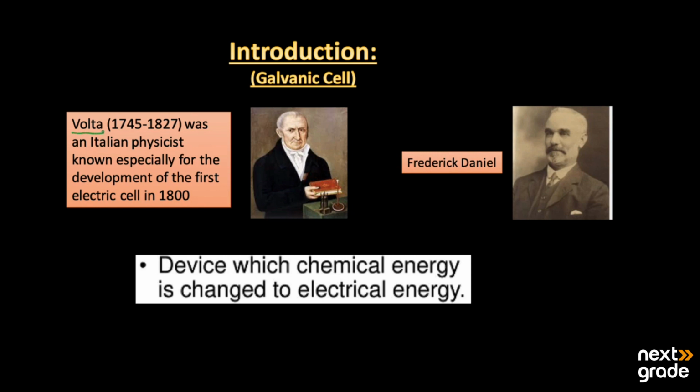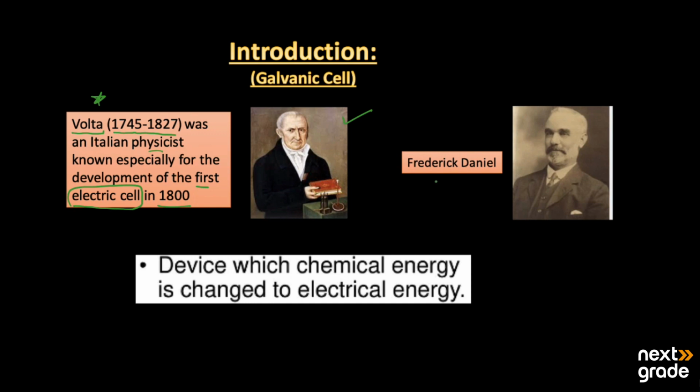Because the scientist whose name was Volta, in 1745 to 1827 was his era. He was an Italian physicist, known especially for the development of the first electric cell, and the year was 1800. So this is Volta. He put forward the voltaic cell and its simple development. So that was done by Volta, so it is also named the voltaic cell.